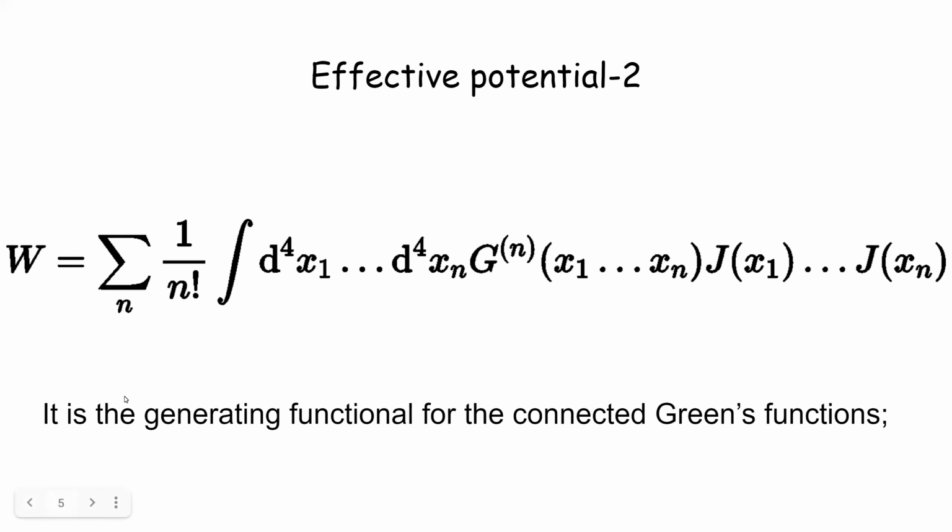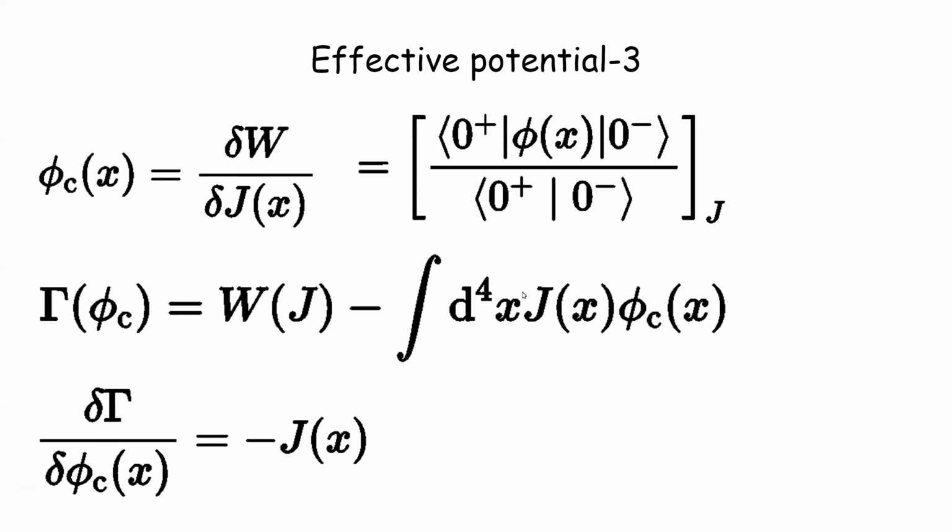Okay, so the generating functional is very textbook, but anyway, I will remind you of it to establish the notation and proceed with calculations further. The generating function for the connected Green functions is just the expansion in the source. By definition, we can define some classical field, which is just the derivative with respect to the source, and make a Legendre transformation of this functional, which can be checked to satisfy this property.